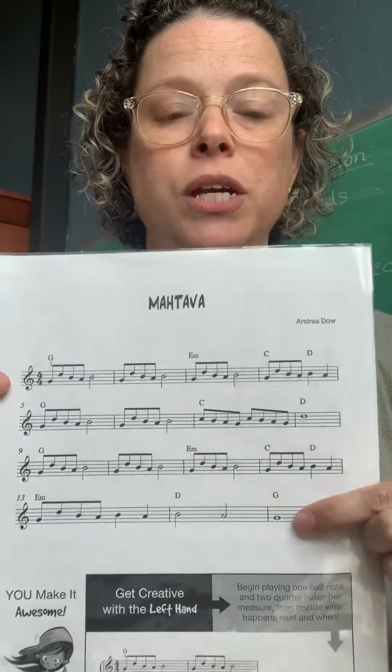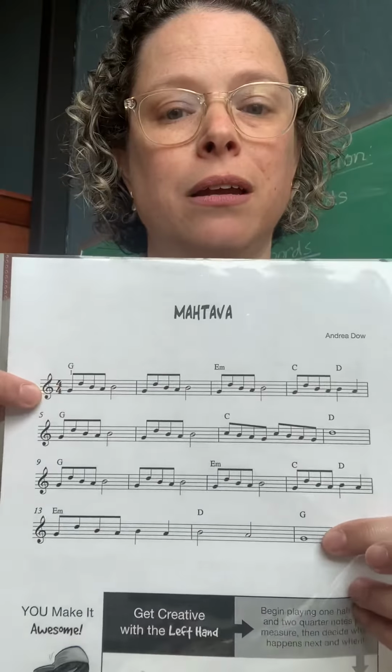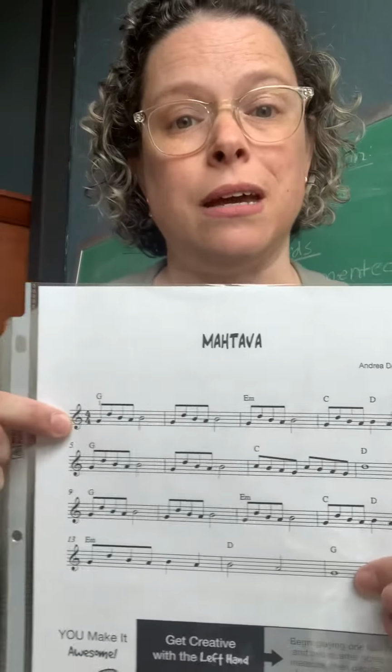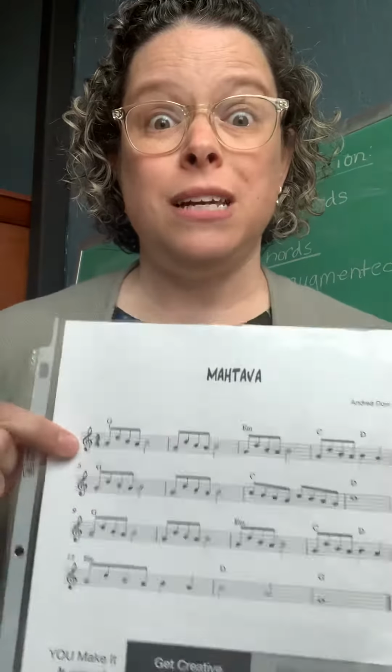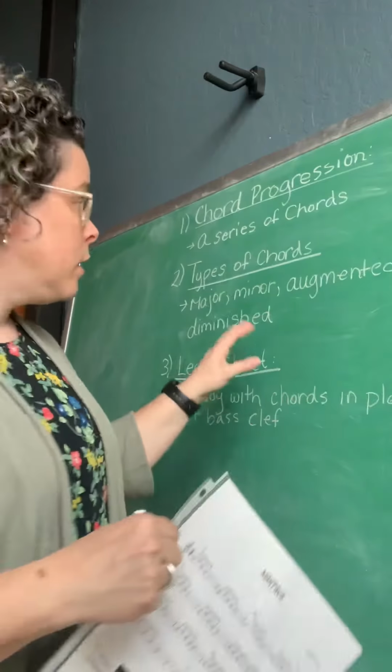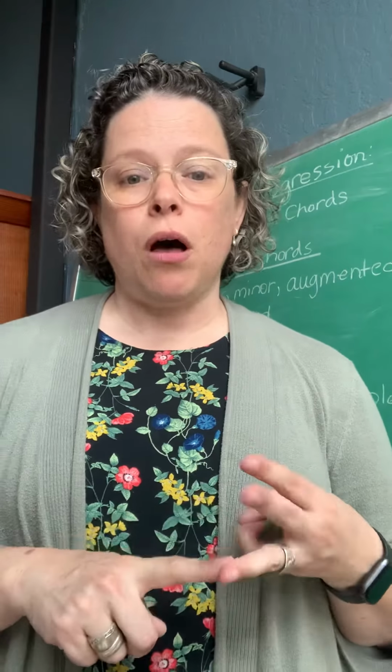Notice I start on G, I end on G. That means I started and ended in tonic or Do, which is the key I'm in. That means my melody also is going to come from the G scale. So everything about this song is in G. And then of course we had our types of chords, which were major and minor, the most common, but then also augmented and diminished. And again, in the next video, I'll show you how to build those chords.